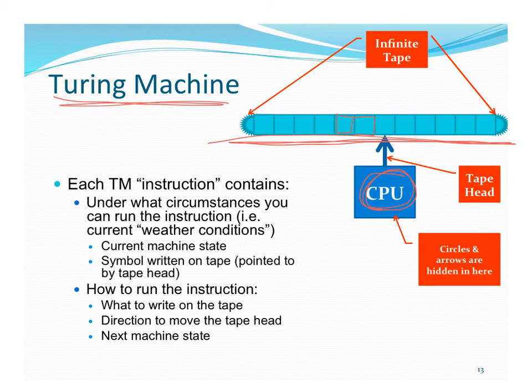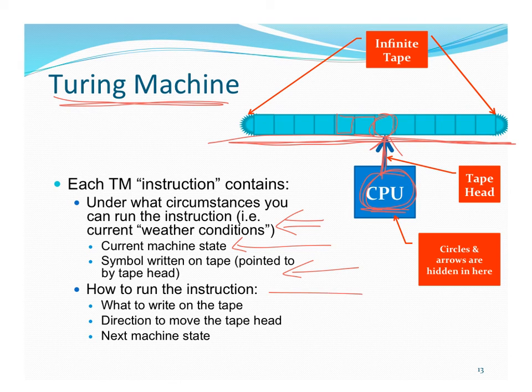Okay, and each Turing machine instruction, which is in the CPU, is going to tell us when you can run that instruction, right? Based on what's the current state, right? What circle am I in right now, and what symbol am I pointing to by the tape head? So it's just like the way we did it with a PDA, where we said what's at the top of my stack and what letter do I see? Well, now we're going to do something very similar and say what is my tape head, this arrow out of the CPU, pointing at?